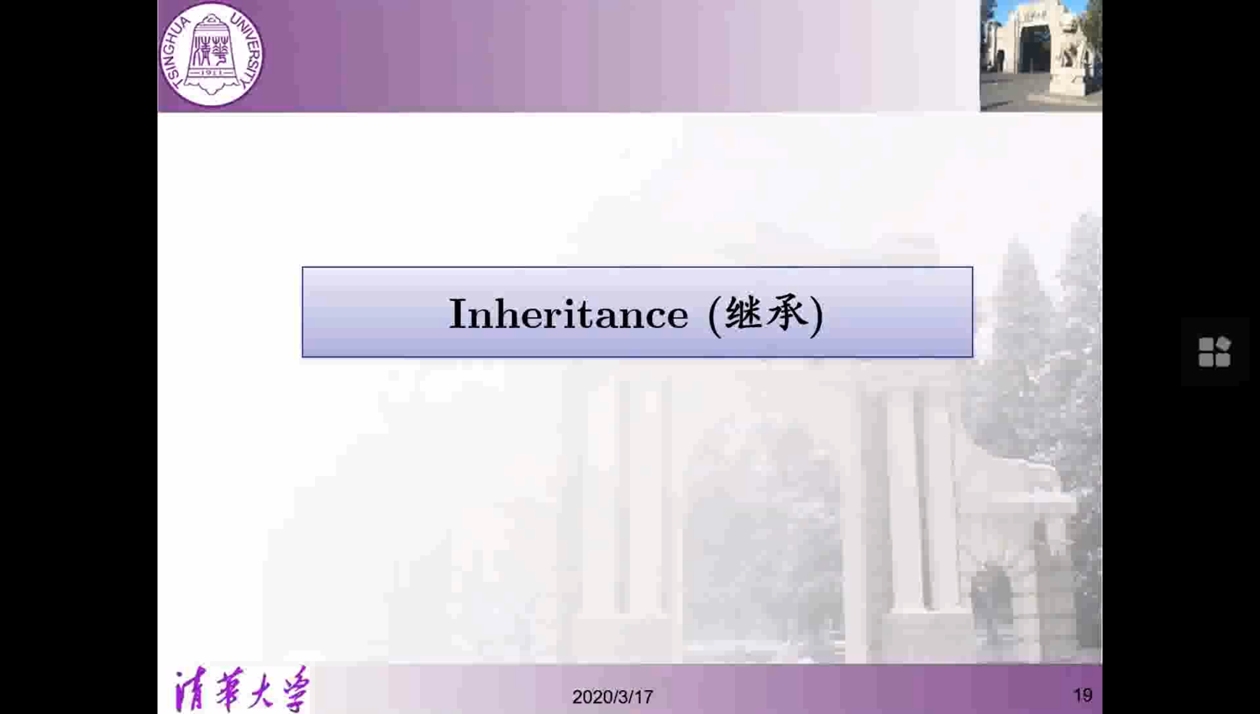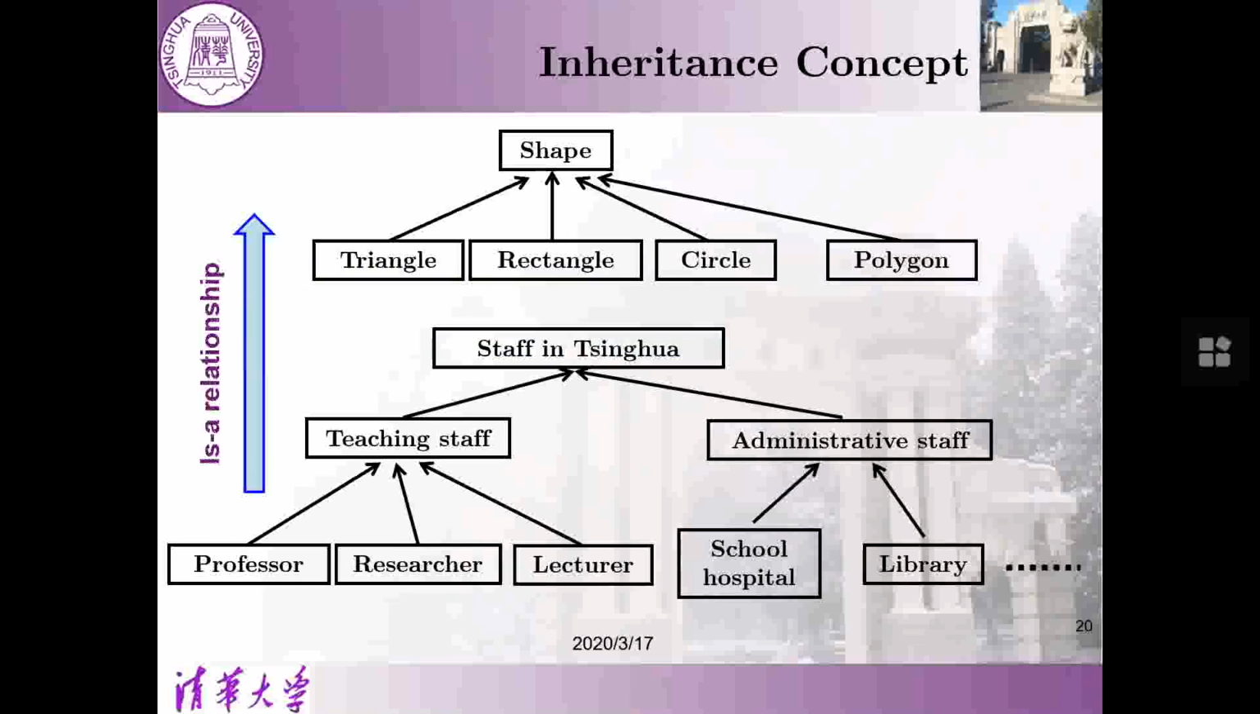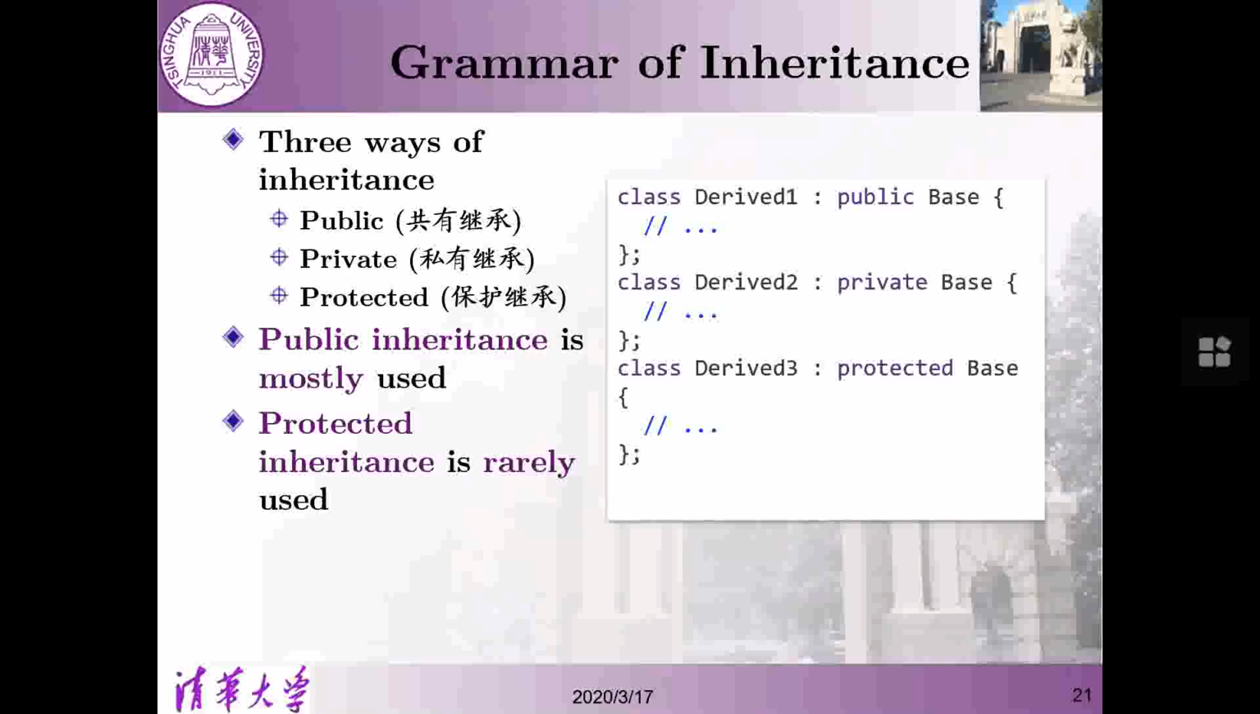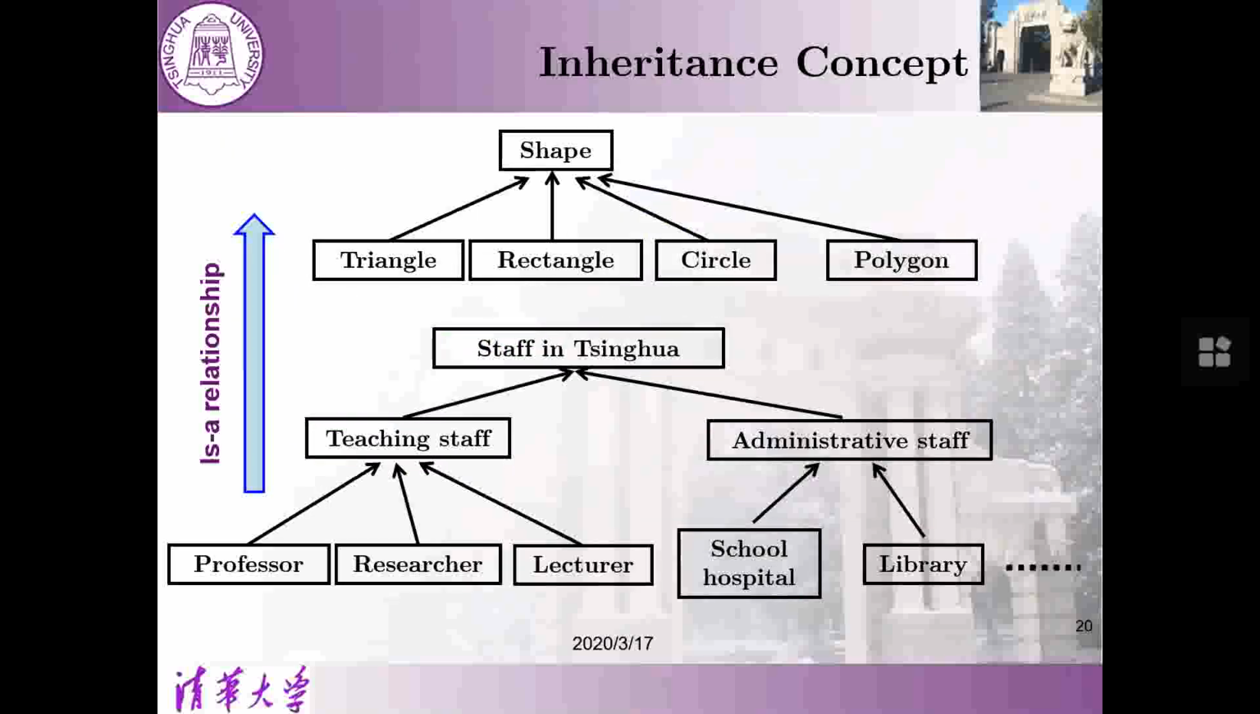Now we have inheritance. We all inherit something from our parents: our behavior, our appearance, even some treasure, some money, and maybe in the future we inherit something. It's similar to class inheritance, actually, very similar.